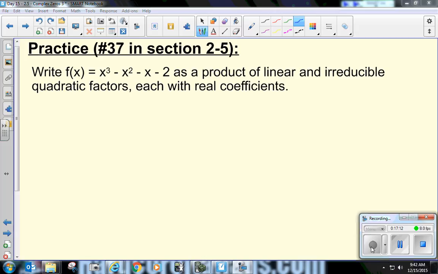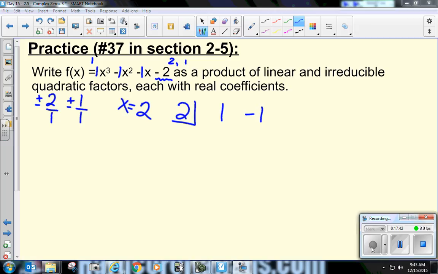All right. So, possible rational roots are the factors of 2 over the factors of 1. So we can have 2 over 1 or 1 over 1, positive or negative. And you guys told me which one of those is a root? 2. So, based on our calculator, we see that x equals 2 is a root. If I use synthetic division and divide 2 into these coefficients: 1, negative 1, negative 1, negative 2.